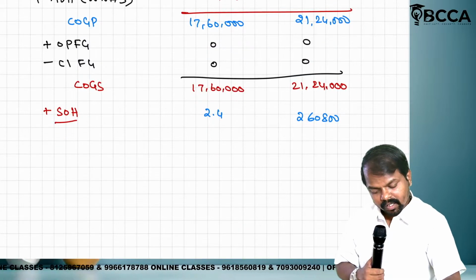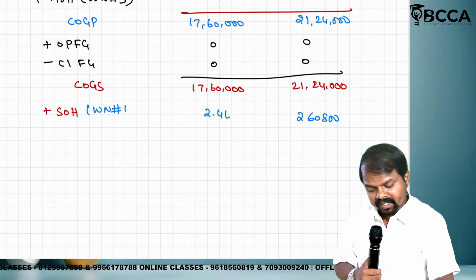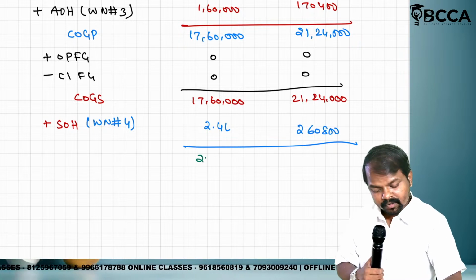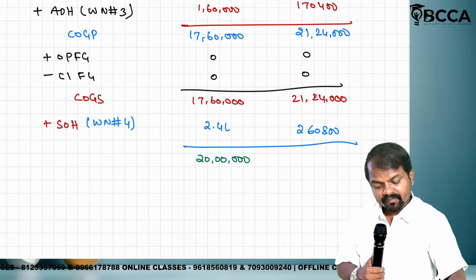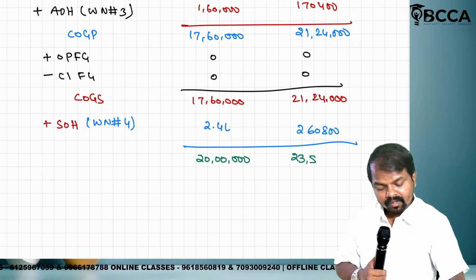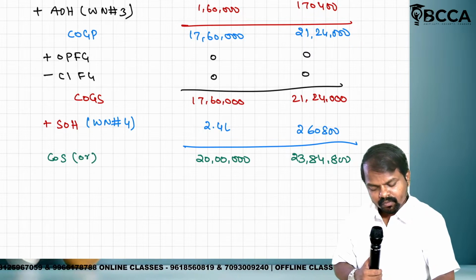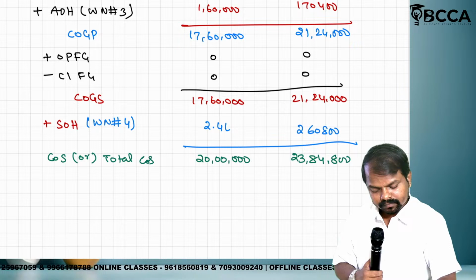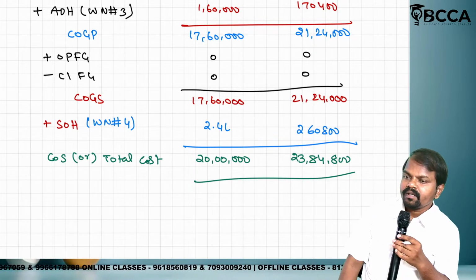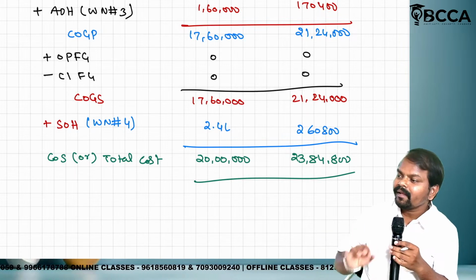Here 2,40,000. How did you get it? Working note number? How much? 4. How much? 20 lakhs. 23 lakh. 84,000. What is the result name? Cost of sales, overall total cost. Correct, my dear friend? Correct or wrong? This is question number A only.